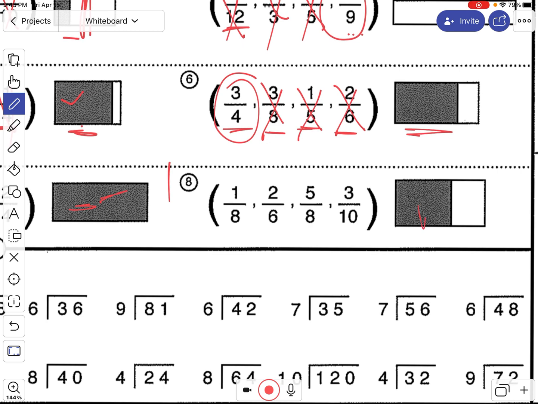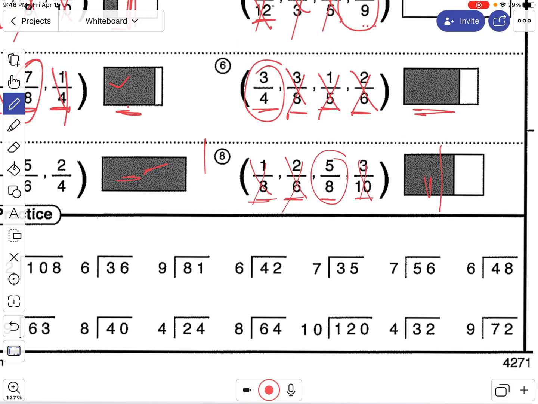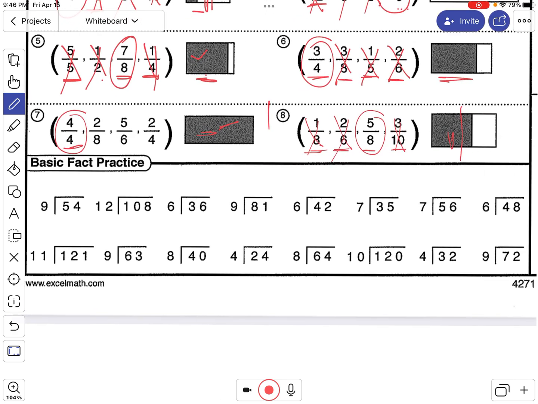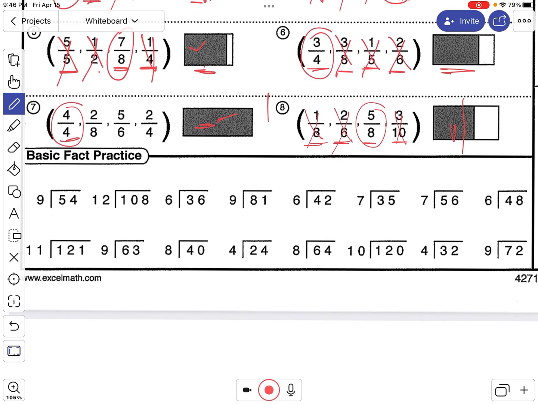And then this one is a little bit more than a half. See that? A half would be like in there. Which fraction is a little more than a half? 1/8? No, that's hardly anything. 2/6? No. 3/6 is a half. 5/8? Yeah, that's a little more than a half. 3/10? No, less than a half. 5/8 is the only one that makes sense. All right, here we go. Pause the video, do the division facts, and then turn it back on when you're ready for the answers.